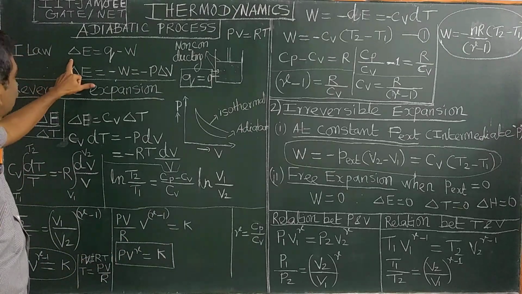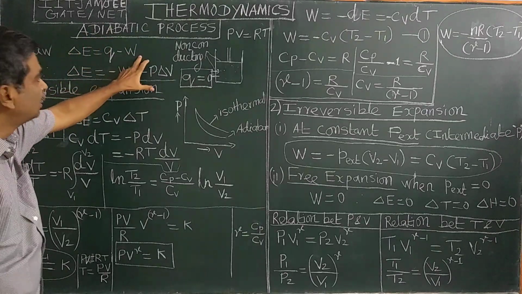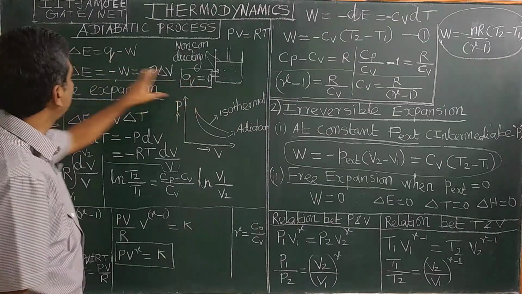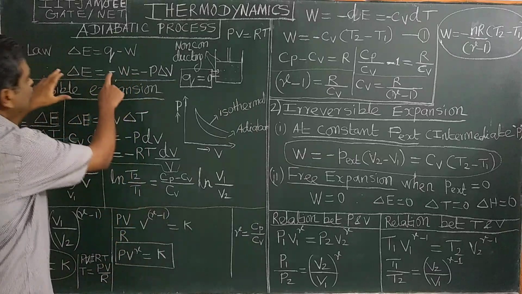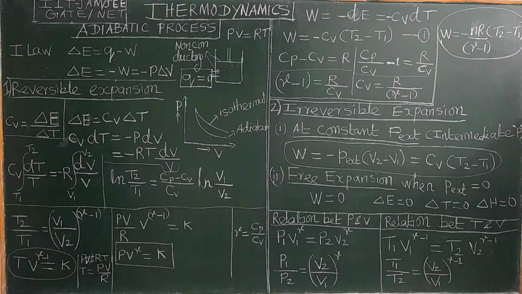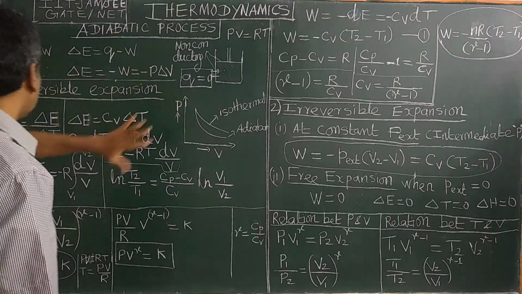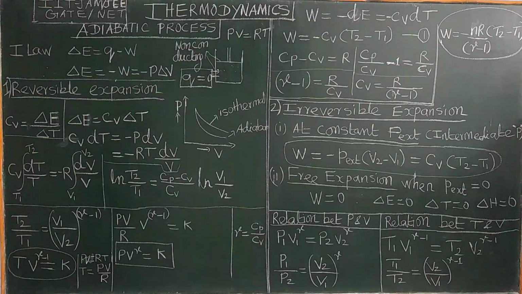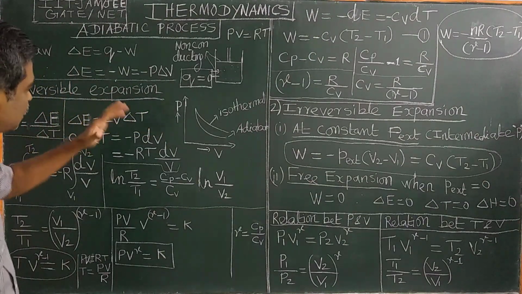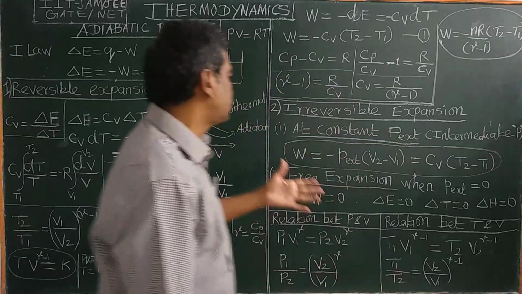Now according to the first law of thermodynamics, delta E is equal to Q minus W. In the first video, we derived this expression, delta E equal to Q minus W. Now Q is 0. Since Q is 0, therefore delta E equal to minus W, where the work done is the pressure-volume mechanical expansion work, P delta V. Now, similar to the isothermal process, there are adiabatic reversible expansion, adiabatic reversible compression, and adiabatic irreversible expansion processes.